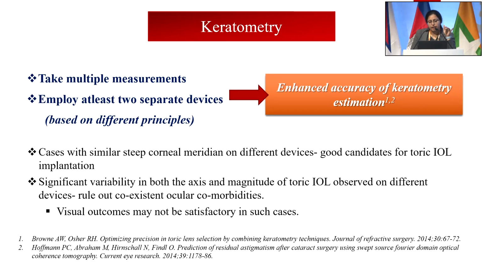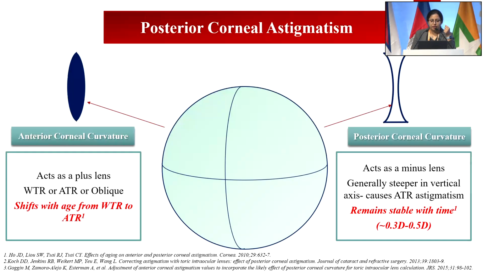Cases with similar axes on different devices are good candidates for toric IOL implantation. If you have variability in both the axis and the magnitude of astigmatism on different devices, do rule out any comorbidity, and visual outcomes in these cases may not be satisfactory.